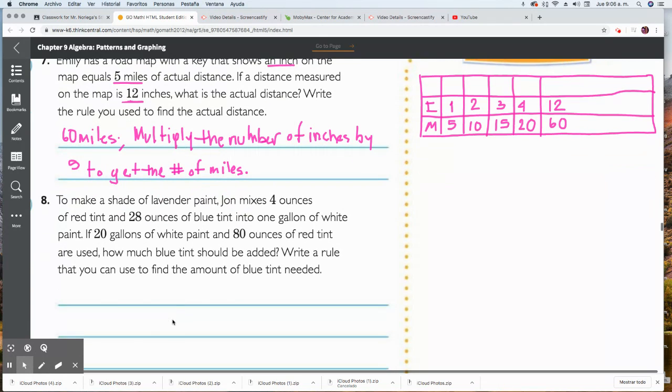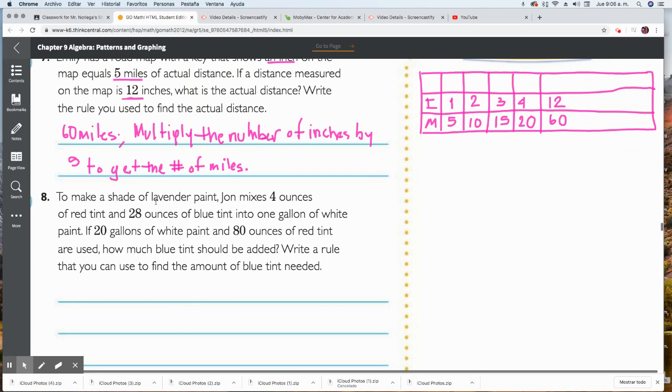Number 8 says, to make a shade of lavender paint, John mixes 4 ounces of red tint and 28 ounces of blue tint into 1 gallon of white paint. If 20 gallons of white paint and 80 ounces of red tint are used, how much blue tint should be added? Write a rule that you can use to find the amount of blue tint.